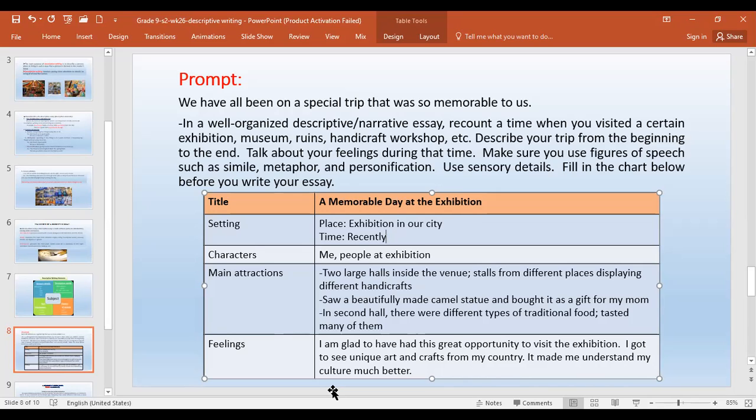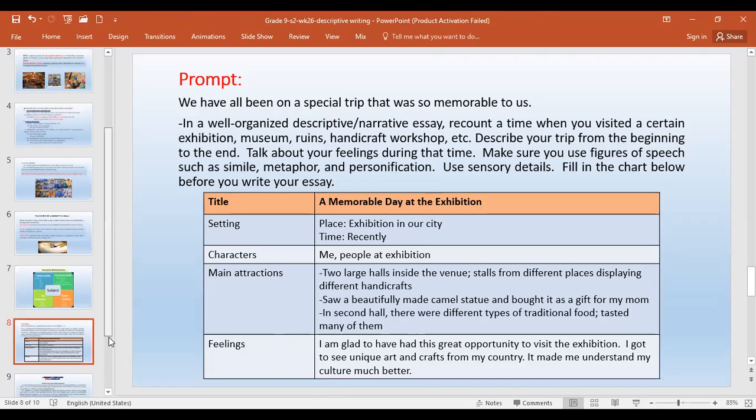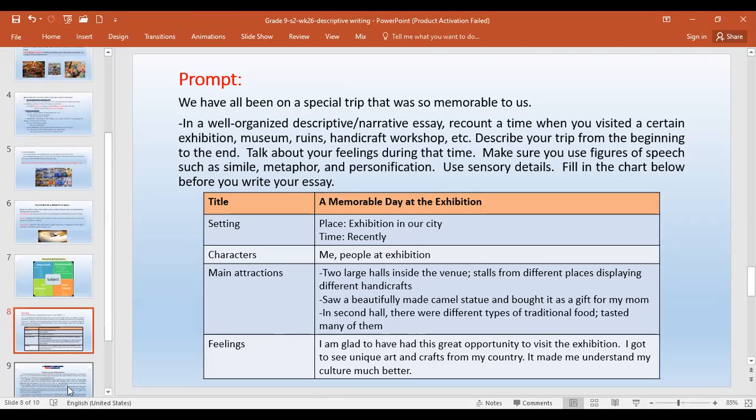I am glad to have had this great opportunity to visit the exhibition. I got to see unique art and crafts from my country. It made me understand my culture much better. You can also say how proud you were when you saw everything in that exhibition.